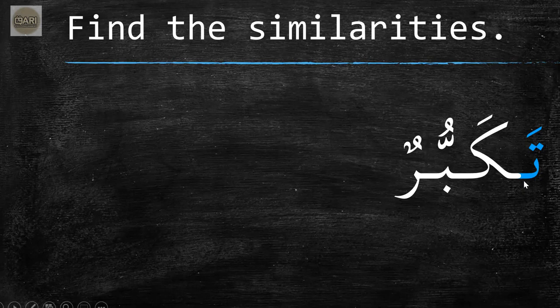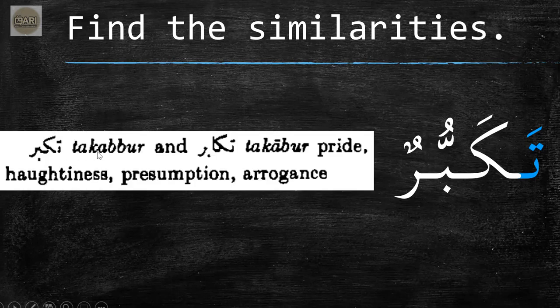How would this be written in the transliteration? How would we find the word? T-A-K-A, B-B, because of the shadda, U-R. The dammatan at the end is not shown. T-A-K-A-B-B-U-R. We found it. Means, and also takabbur, those two go together. Pride, haughtiness, presumption, arrogance.